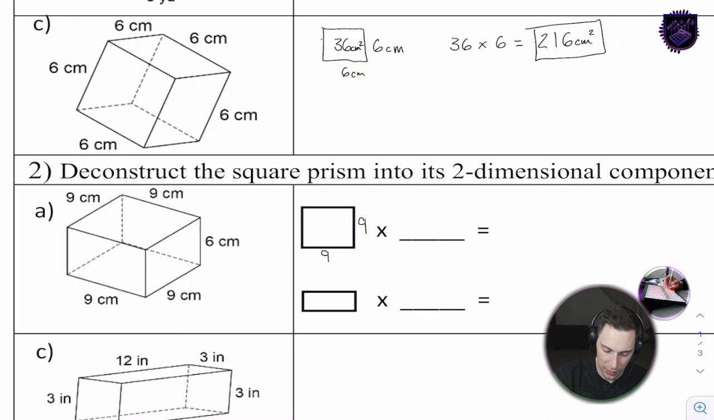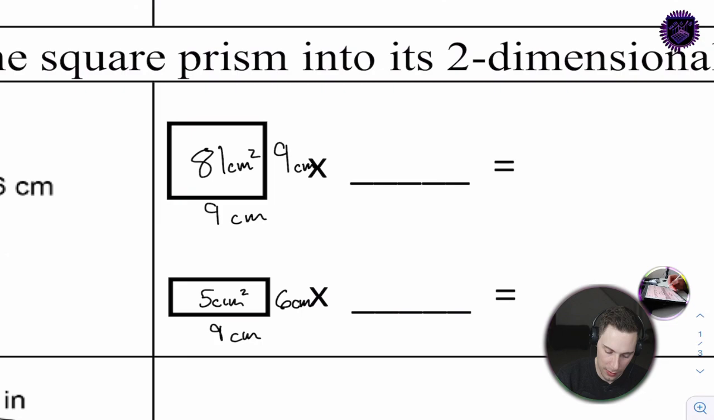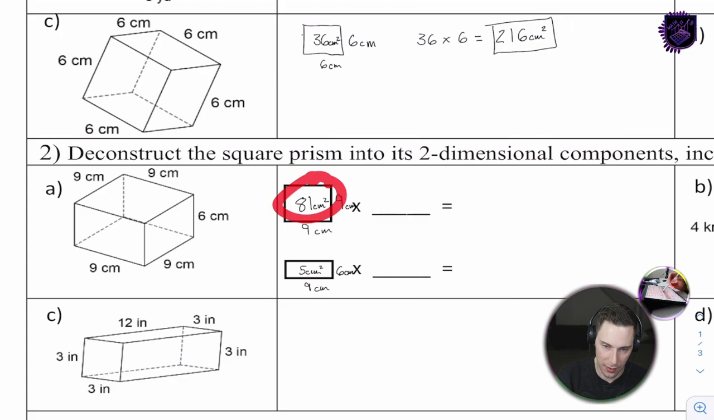Centimeters, cm, running out of space there. So this is going to have 81 centimeters squared, and the bottom is going to be 6 centimeters by 9 centimeters, and that is going to be 6 times 9, which is 54 centimeters squared. How many of the squares do we have? We have one on the top and one on the bottom, so it's going to be times two.